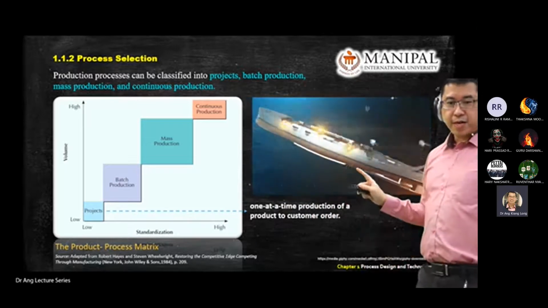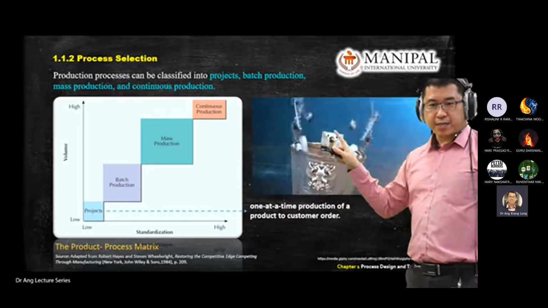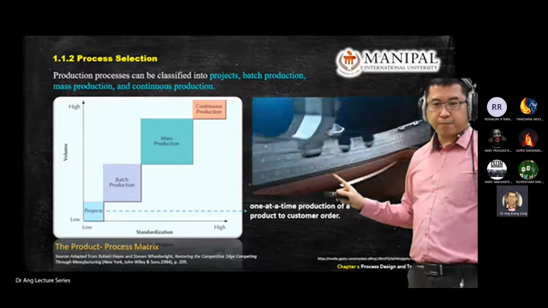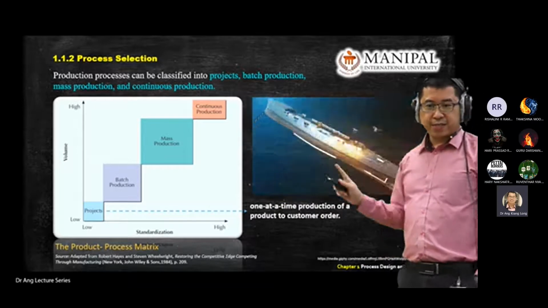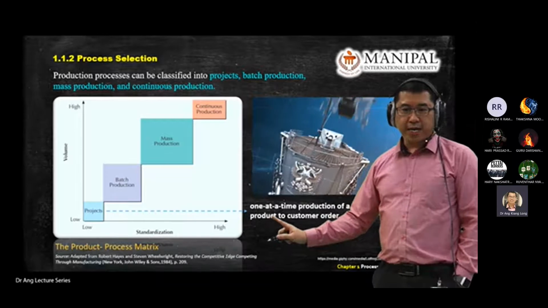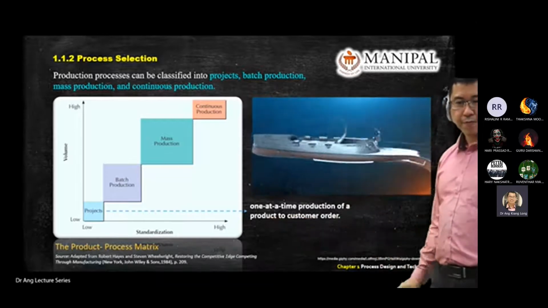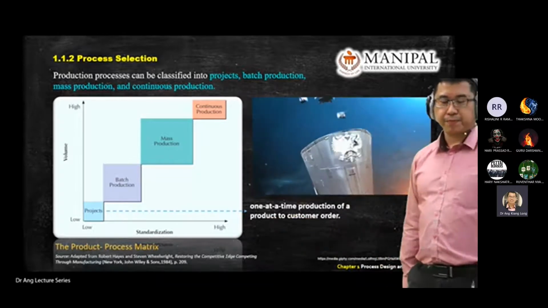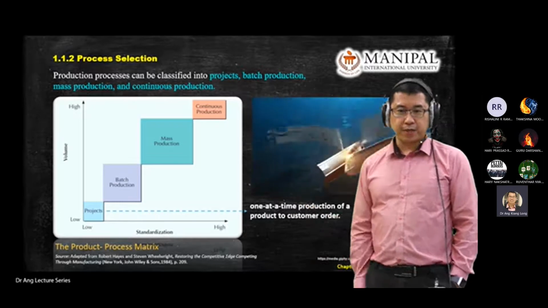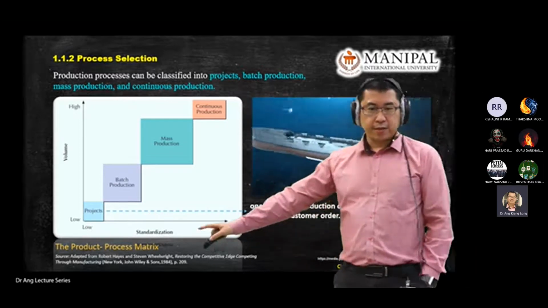How do you know that the production process is a project? The keyword is one at a time. For example, shipbuilding. Okay, low.